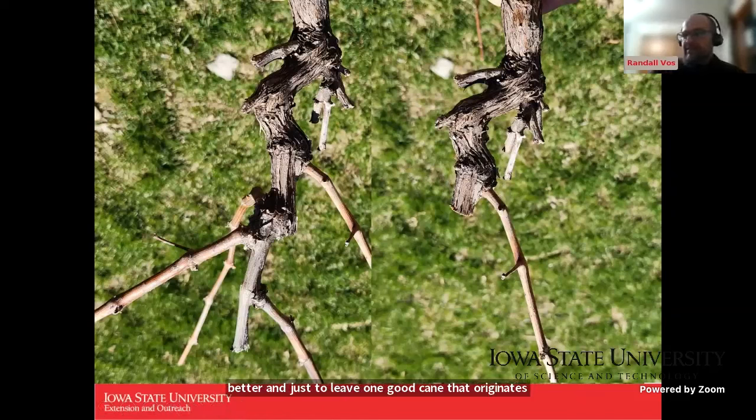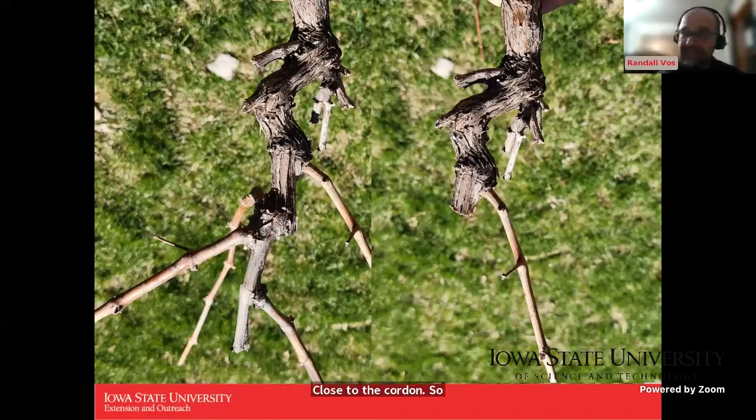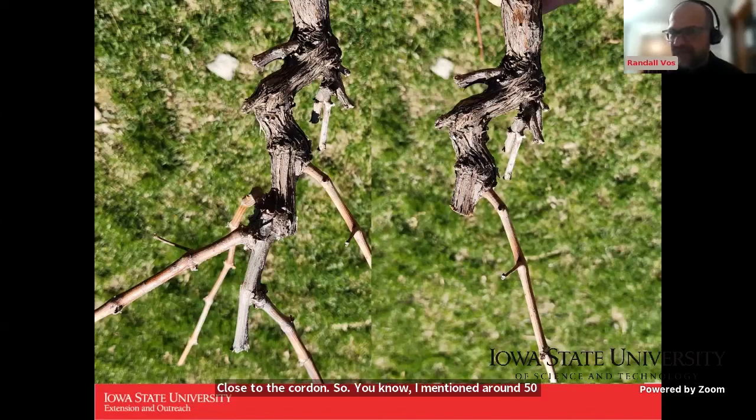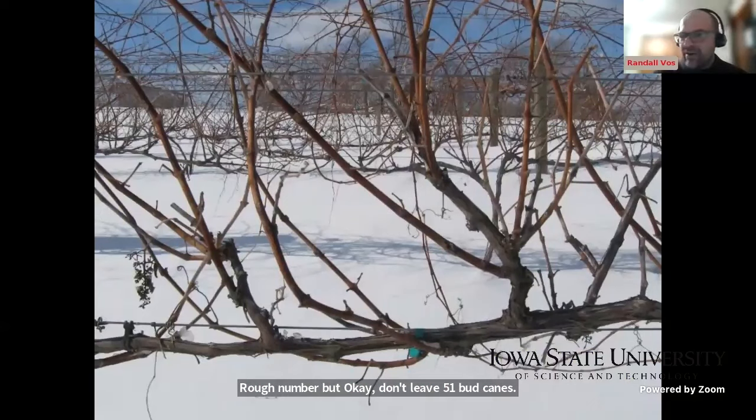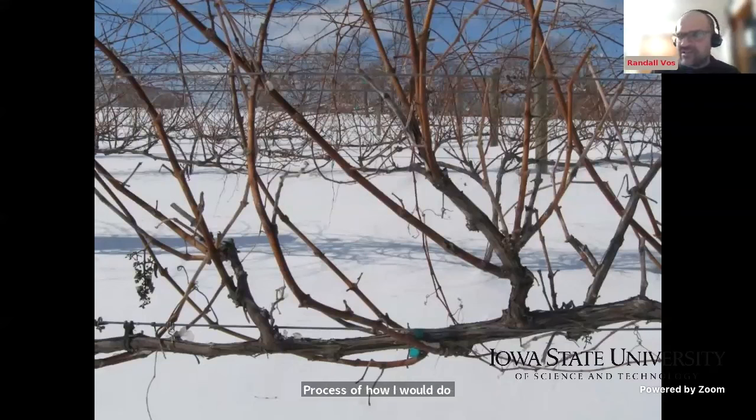So, I mentioned around 50 buds per plant. Again, that could be 5 10 node canes or 10 5 node canes, 12 4 node canes. There's all different ways of getting at that rough number, but again, don't leave 50 1 bud canes. That's probably not the best way to do it. So I'm just going to take you through a stepwise process of how I would do this. And we're going to say this is like a 2-foot section of the plant.